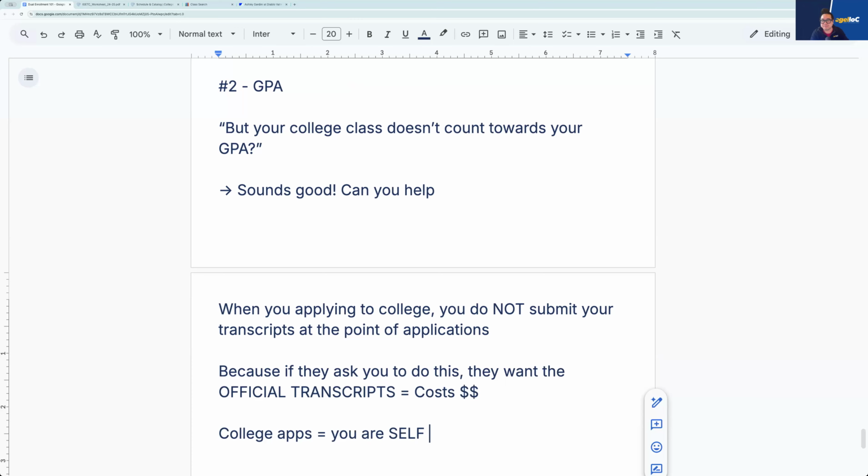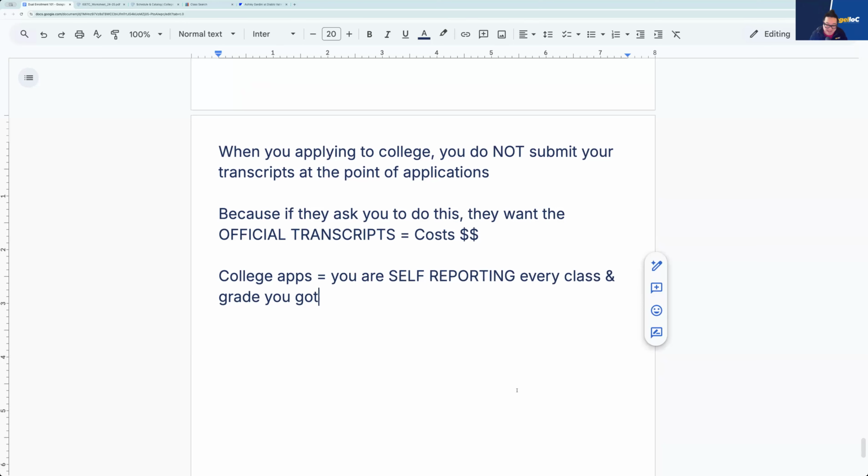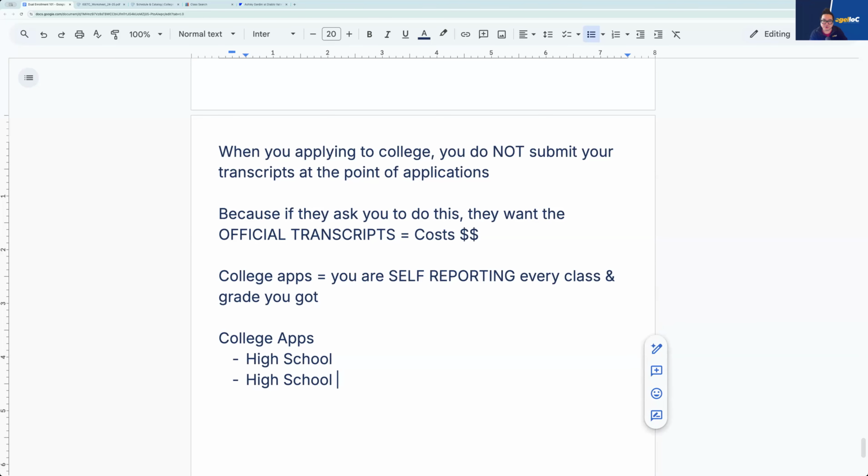You are self-reporting every class and grade you got, right? So with your college app, guess what I'm doing? The high school won't accept it, which is fine. I don't need them to accept my classes. For the college apps, I'm going to show them my high school grades. I'm going to show them the college courses I dual enrolled in, and I want to show you my college grades. The colleges will be the ones to look at all this, and they'll be the ones to help determine my future, not the high school.